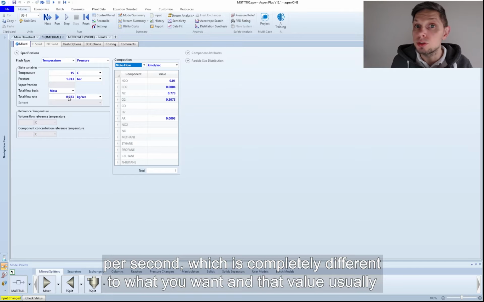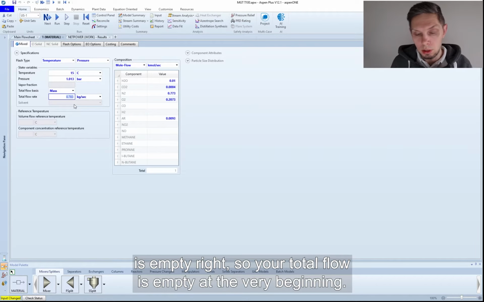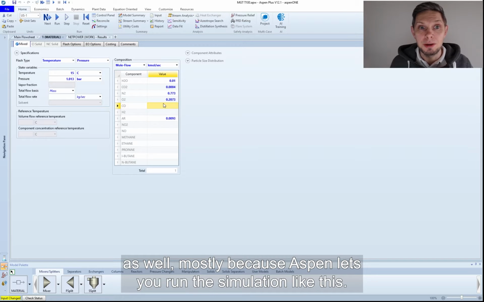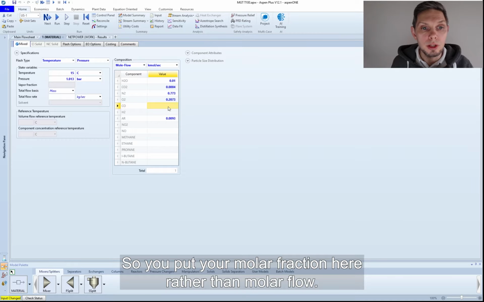And that value usually is empty, right? So your total flow is empty at the very beginning. Many people leave that empty as well, mostly because Aspen lets you run the simulation like this. So you put your molar fraction here rather than molar flow. And when you run the model, you will see that the result is completely different.